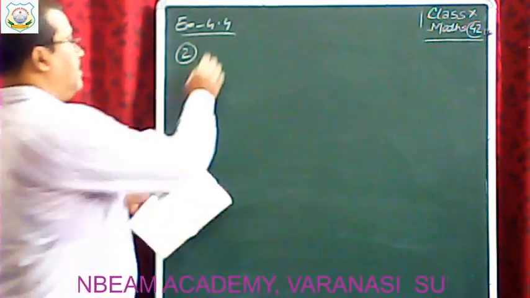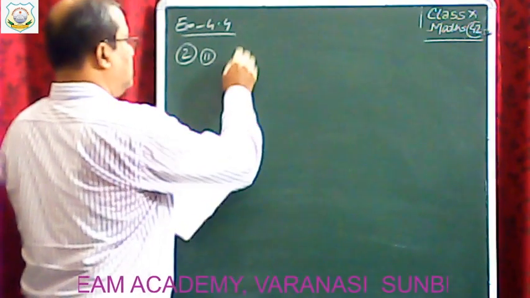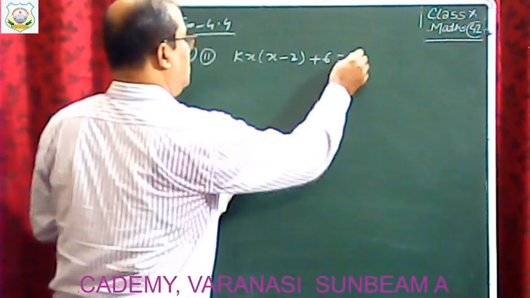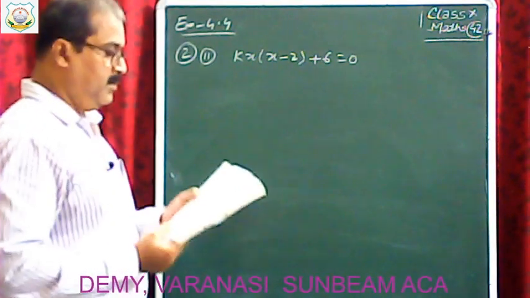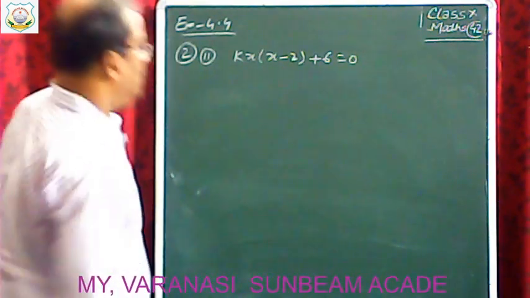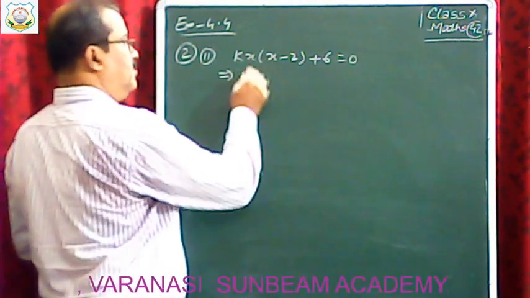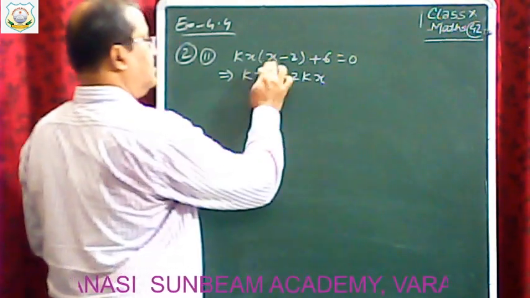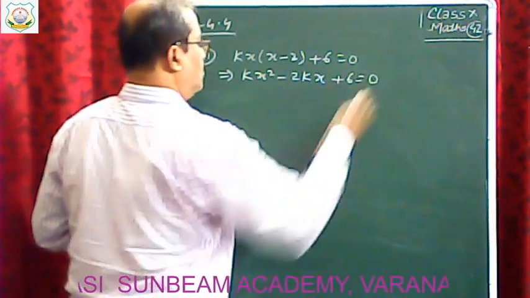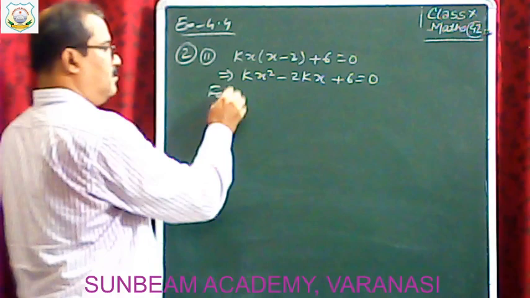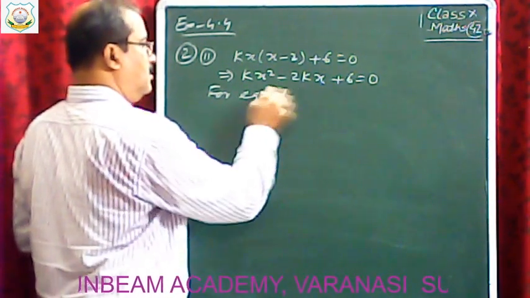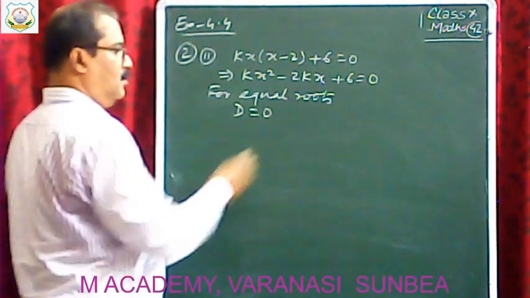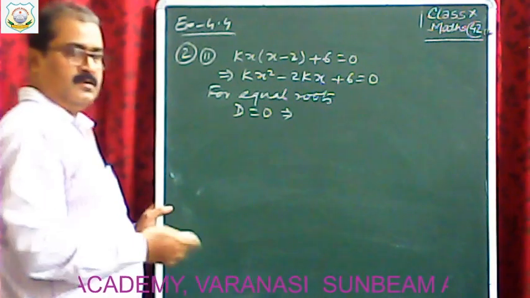Okay, taking any one. kx into x minus 2 plus 6 equal to 0. So first of all you have to simplify and form the quadratic equation, and then thereafter you have to proceed. kx into x, so kx square minus 2kx plus 6 equal to 0. Now it is given for equal roots. We know D equal to 0. Okay. For equal roots, D equal to 0.